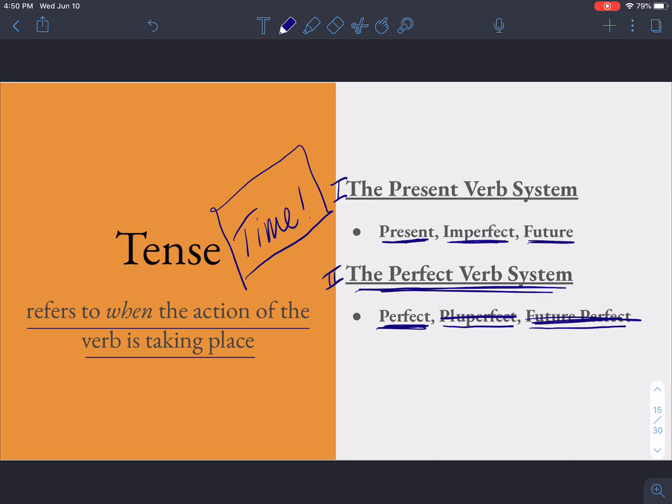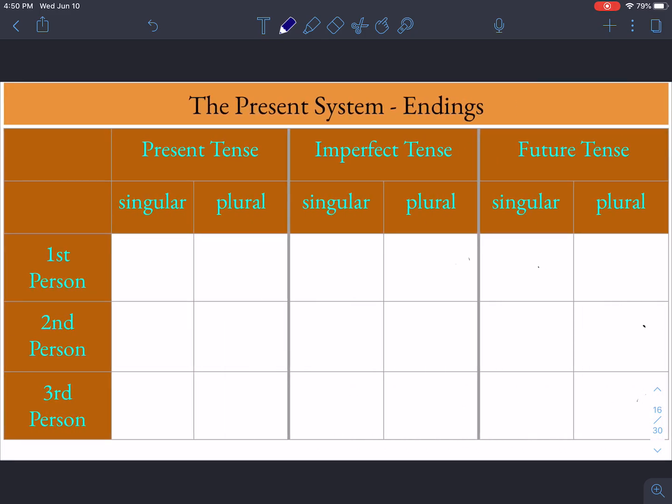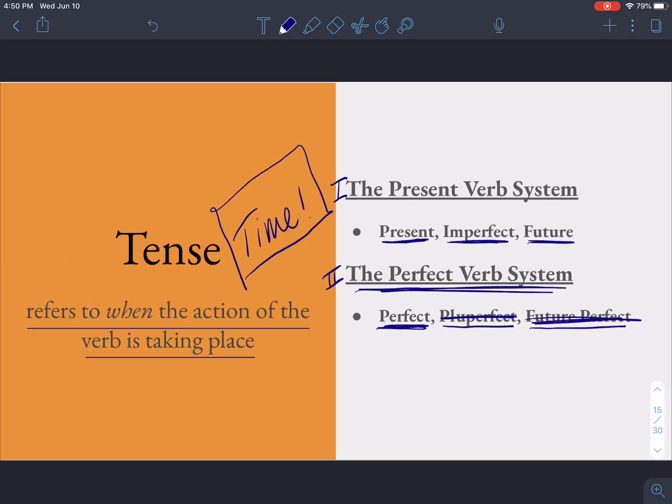So you'll get experience with that way. Okay, so stay tuned. Now, person, number, and tense, those three characteristics of verbs can be seen plotted out in the chart of endings. Okay, and the way I'm going to do it, notice that there are two verb systems, so I'm going to systematically break it up.